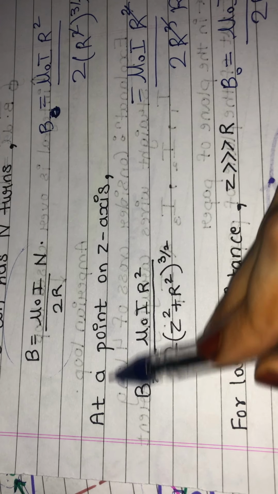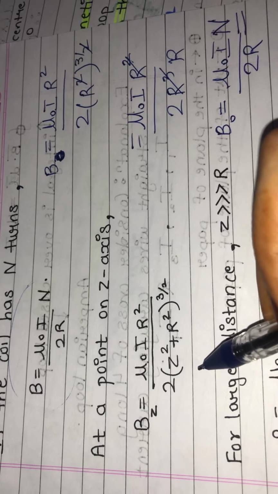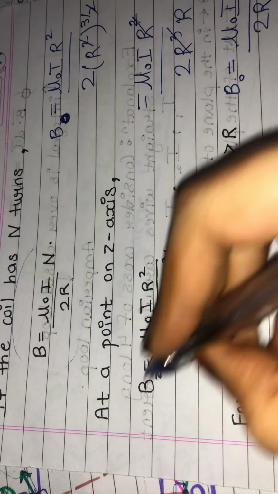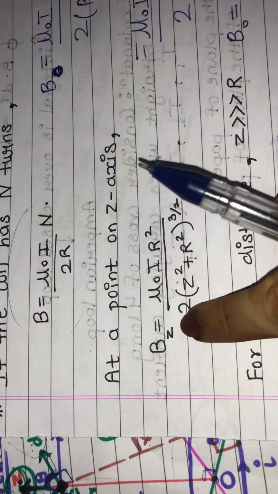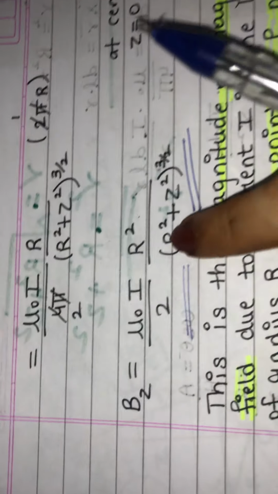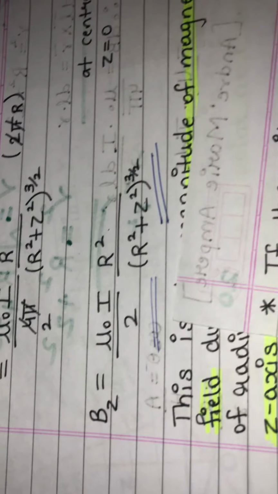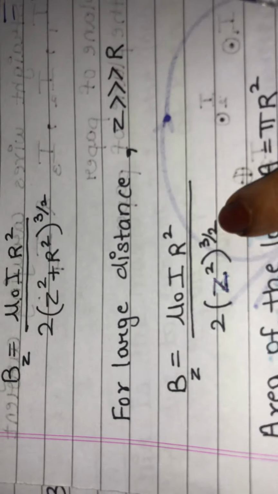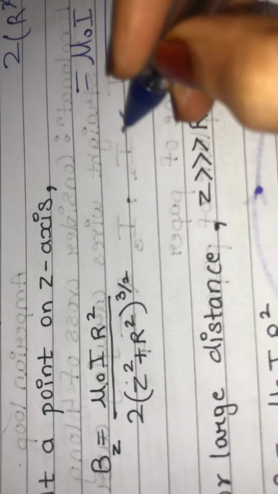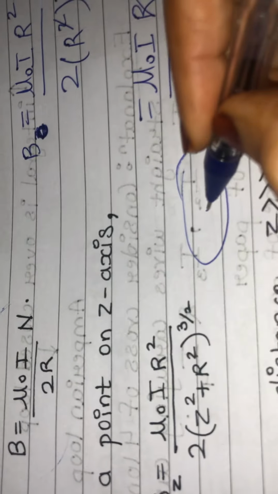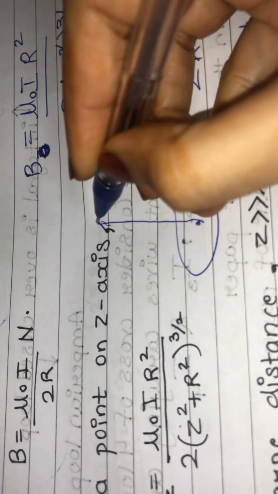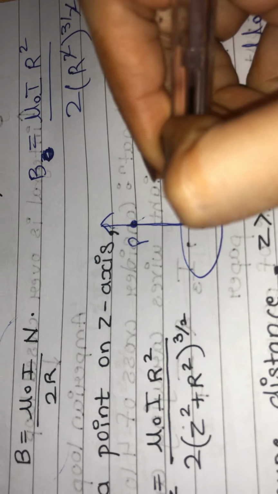Now, at a point on the z-axis, one more thing. This is what we have derived now. At a point, the magnetic field Bz, this is what we just derived. I have written it over here. The same magnetic field at a point P on the z-axis. Here it is. If this was the loop, this is my z-axis, at this point P, and this distance is z.